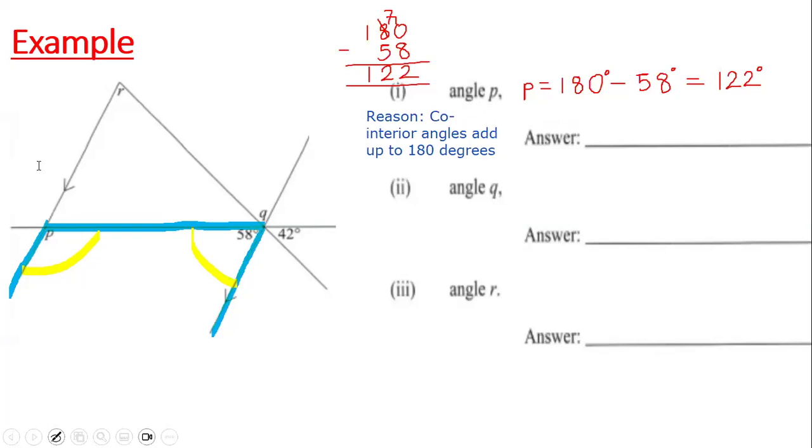And so we have that P is equal to 122 degrees. Do y'all understand that? Let me know if y'all understand that, please. Yes, sir. Let me know if y'all understand. So P is equal to 122 degrees.